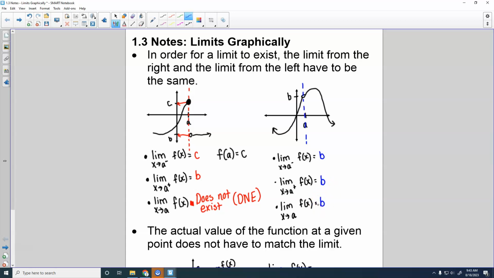Now that graph is not continuous, and we'll talk about that more later, what it takes to be continuous, but the limit exists at that point. So what has to happen for your limit to exist is your two sides have to meet at a point. It could be an open circle or a closed circle, but they have to meet at a point. If you go from one side over here and one side up here, then that's not going to exist. Or if you have asymptotes, that won't exist.